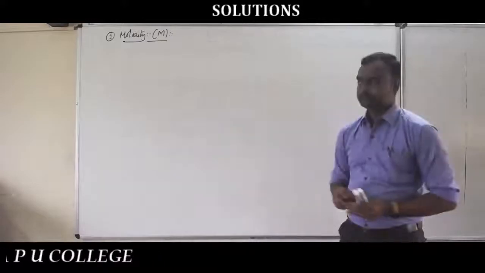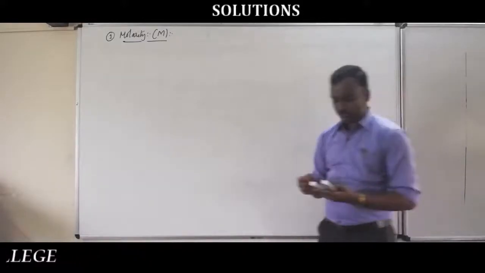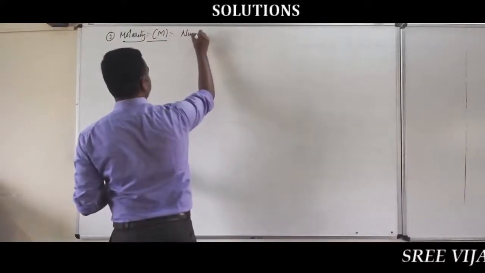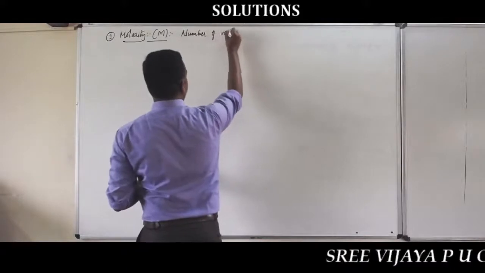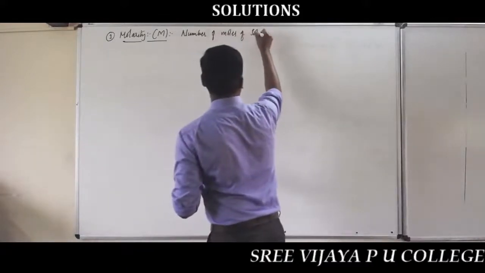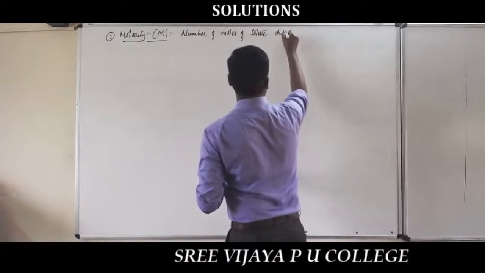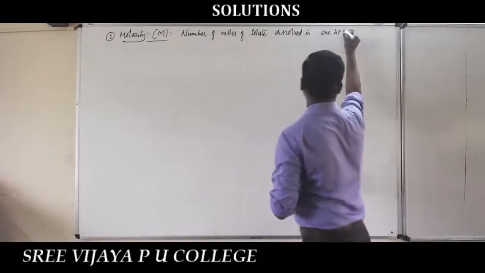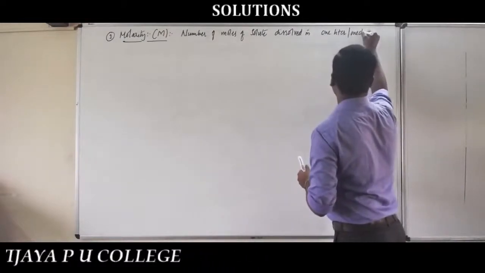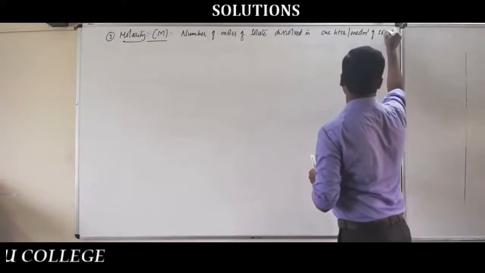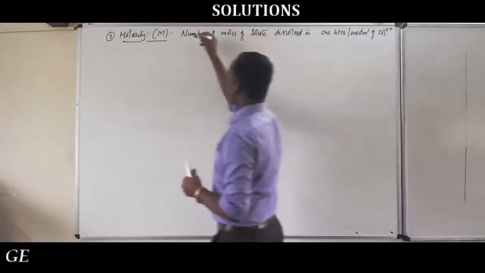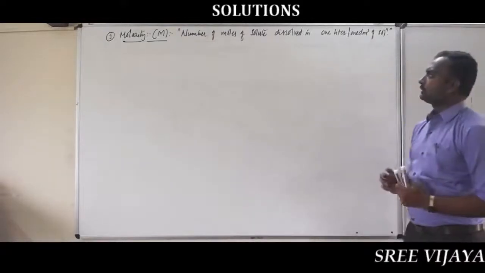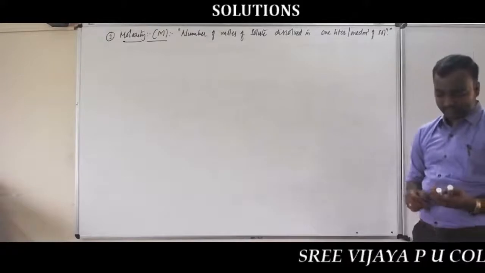Define molarity. Problems will also be based on this. So how do we define molarity? That is the number of moles of solute dissolved in 1 liter or 1 dm cube of solution. Very important for 1 mark. Define molarity: the number of moles of solute dissolved in 1 liter or 1 dm cube of solution.